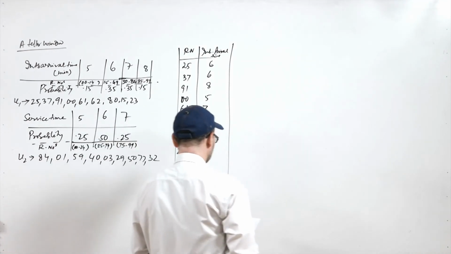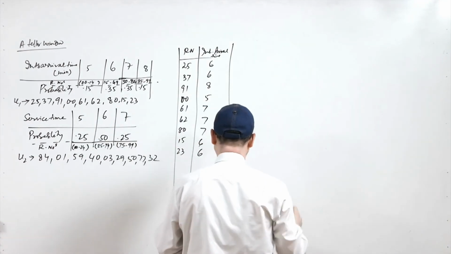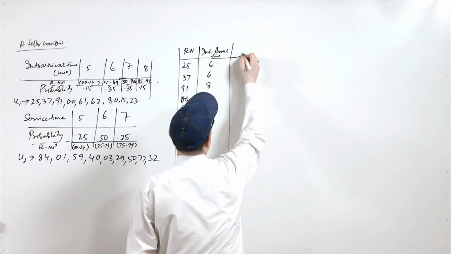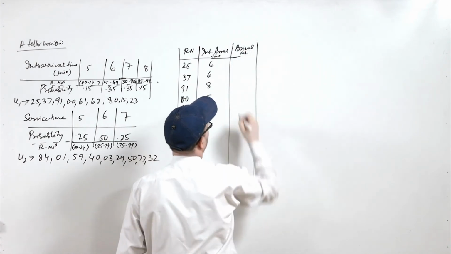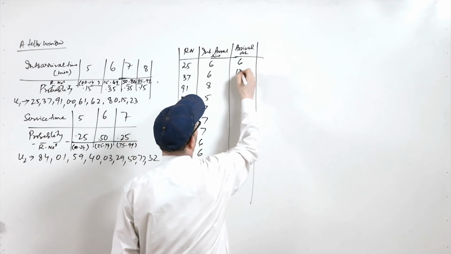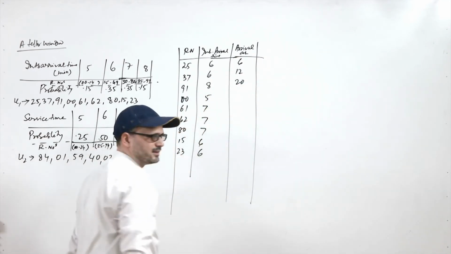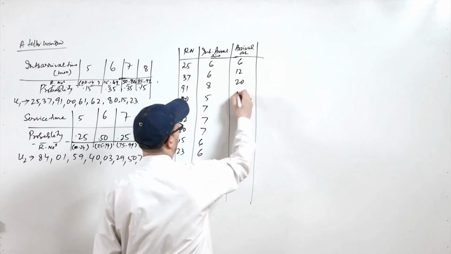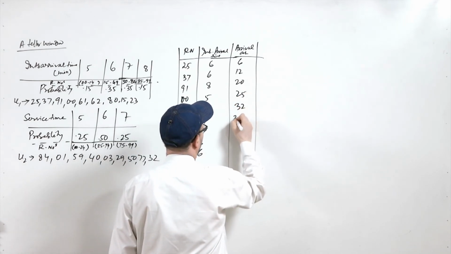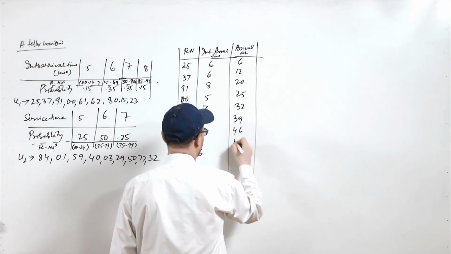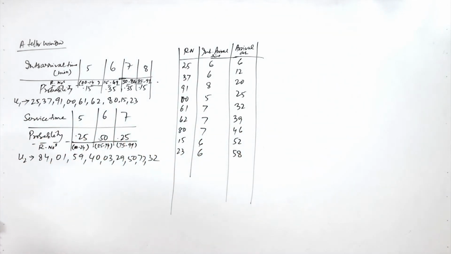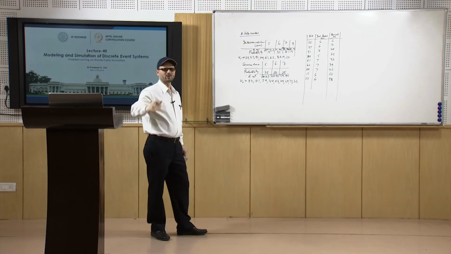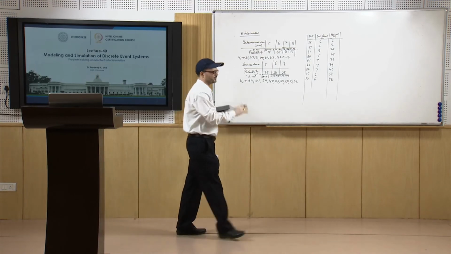Similarly, you will get the arrival time. Arrival will be at what time? You can simply write 12, 20, you have to add them. So, this will be 20, 25, 32, 39, 46, 52 and 58. Next we will go beyond 60. We have to go for 1 hour simulation, that is why we are stopping here.